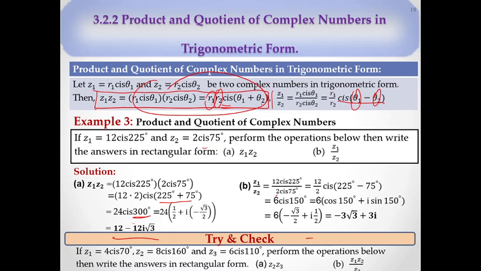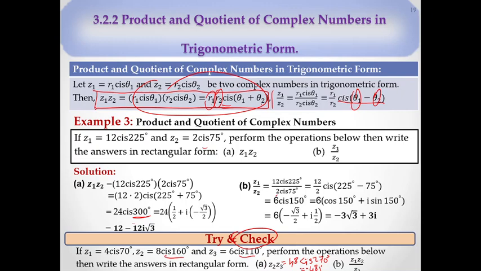Now let's look at the try and check. It looks a little ugly here. What I can say here is this one is directly 48 times CIS. When you add them, it will be 270 degrees. And cosine is 0 here, and the sine is -1. It has to be -48i. Please check. It has to be -48i.